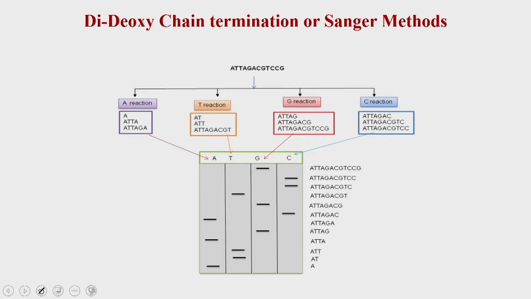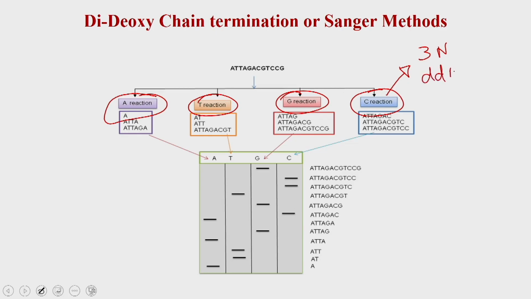Now, let us see how you are going to interpret. Imagine that you have done the A reactions, T reactions, G reactions and C reactions. In the C reactions, you have the 3 normal nucleotides, and the fourth one is ddNTP, which is the cytosine. Similarly for guanine, similarly for thymine and adenine.